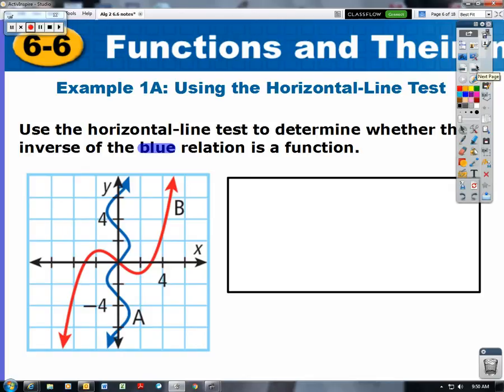Use the horizontal line test to determine whether the inverse of the blue relation is a function. Okay, so if you look at the blue one and you use a horizontal line, is it ever going to cross it more than once? No. So the blue one is a function. Or actually it's one-to-one, so it's actually not a function, is it? The blue one itself is not a function. It fails the vertical line test. But the blue one is one-to-one. So its inverse will be a function.